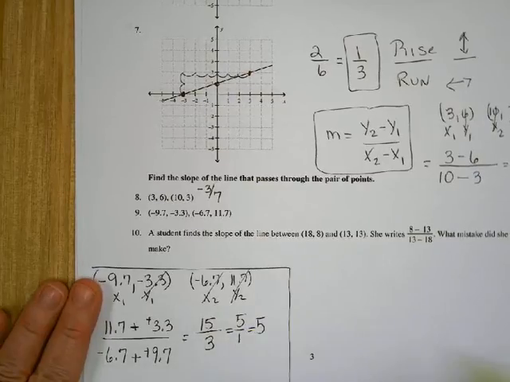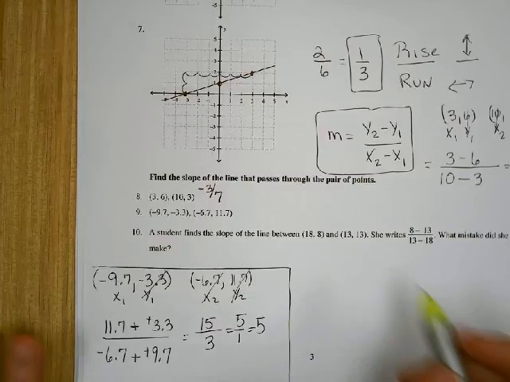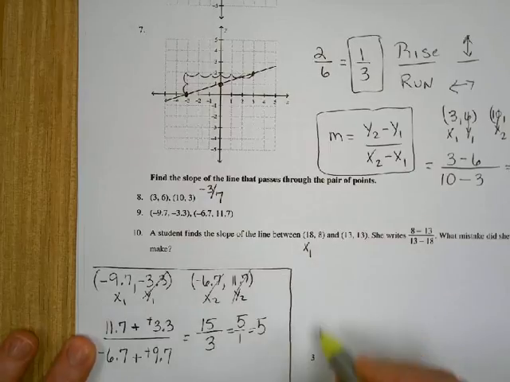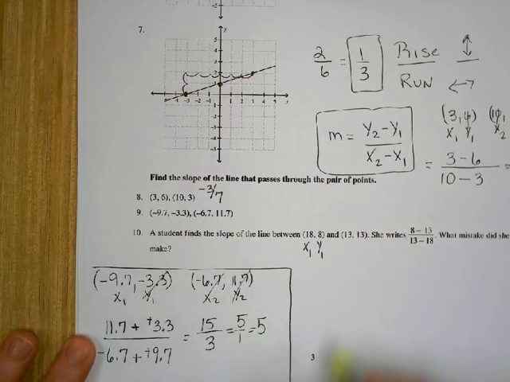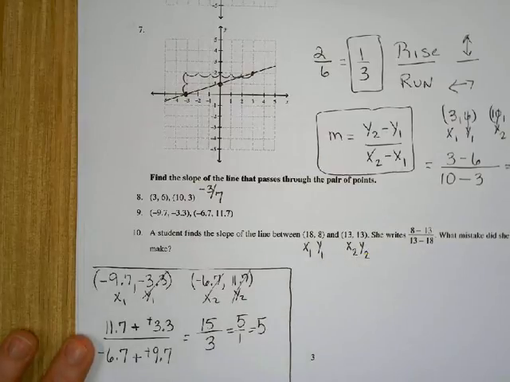Number 10 says a student finds the slope of the line between (18, 8) and (13, 13), and she writes it this way. What mistake did she make? Well, in order for us to figure out what mistake they made, we need to actually work that problem. So this is our x sub 1 and this is our y sub 1. This is our x sub 2, this is our y sub 2. And we'll need to plug those in.